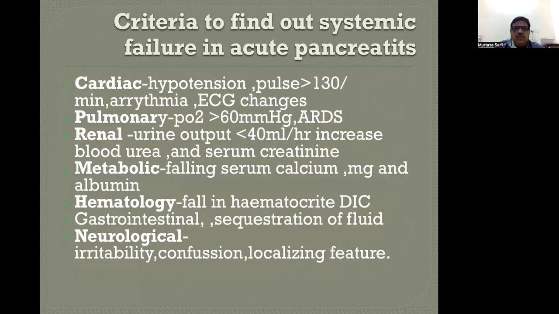Criteria to find out systemic failure in acute pancreatitis. Cardiac: hypotension, decreased blood pressure, pulse more than 130 per minute, arrhythmia, ECG changes. These are the criteria for cardiac failure. Pulmonary: PO2 less than 60 millimeter Hg, ARDS. Renal: urine output less than 40 ml per hour, increased blood urea and serum creatinine. Metabolic: fall in serum calcium and albumin. Hematological: fall in hematocrit, DIC. Gastrointestinal: sequestration of fluid. Neurological: irritability, confusion and localizing features.